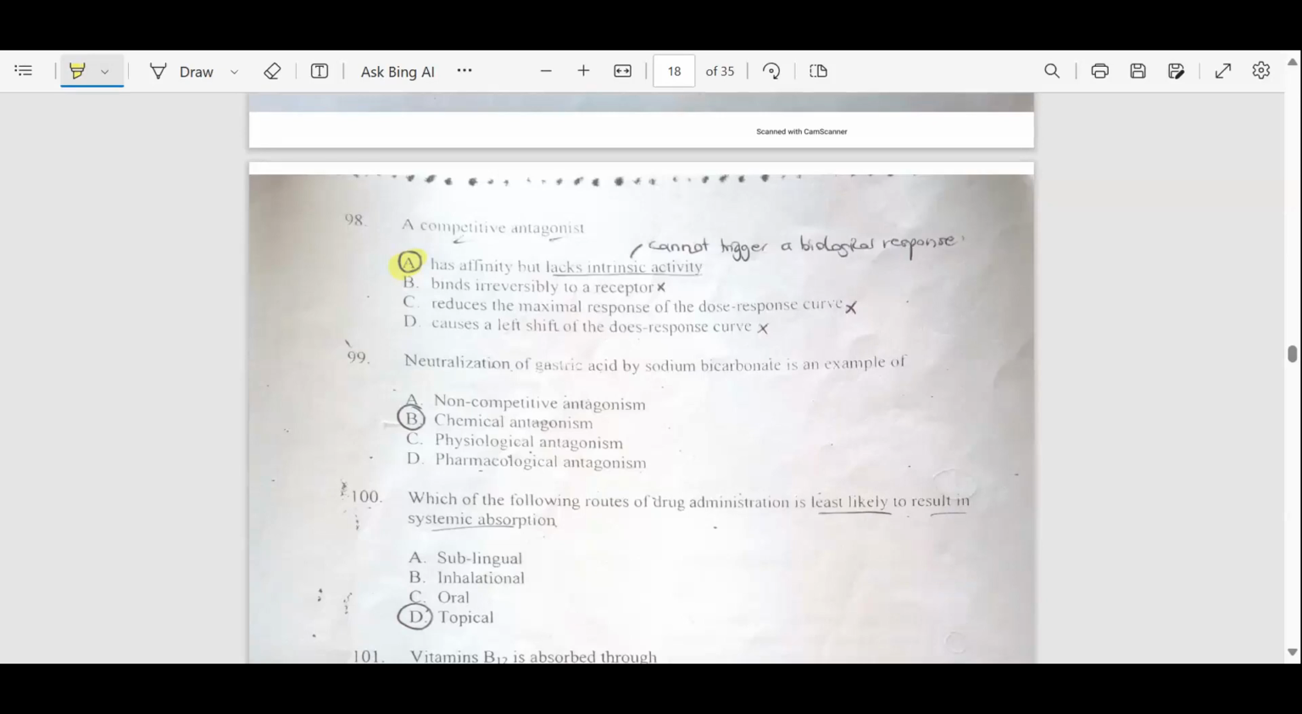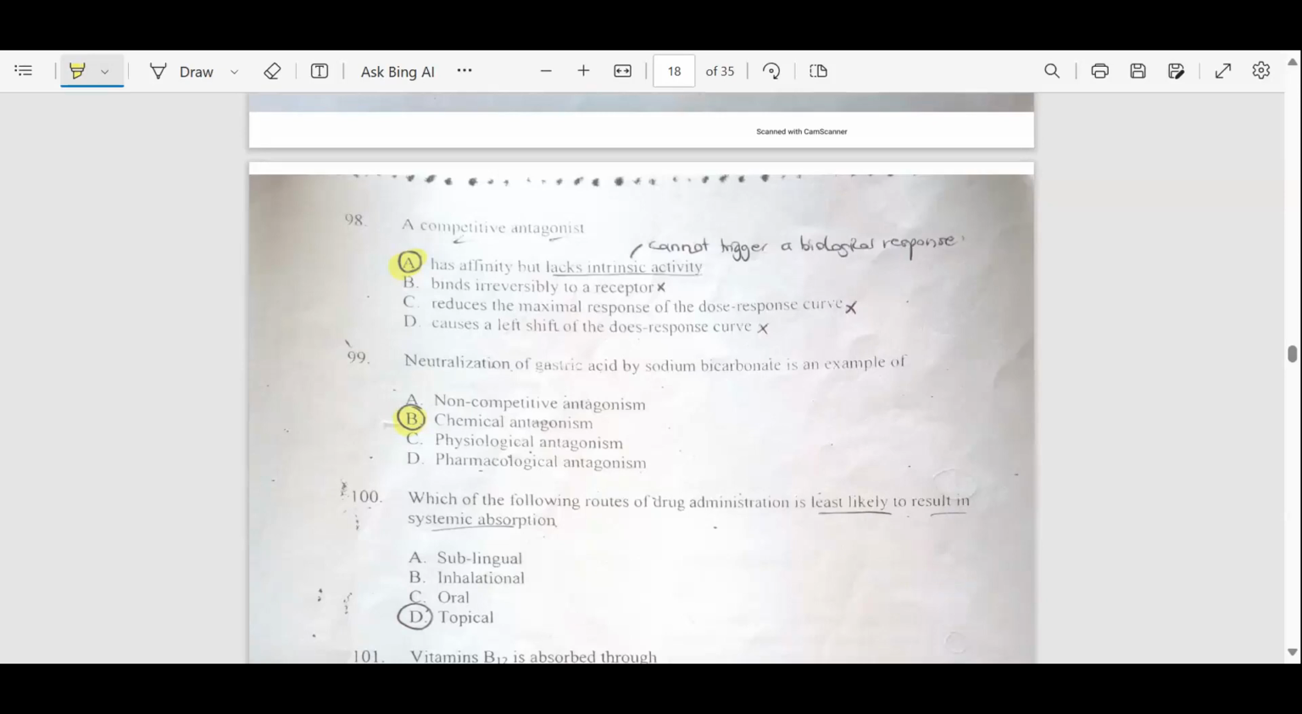The second type of antagonism is chemical antagonism. This one is as simple as that. There's a chemical reaction. Acid plus base equals salt plus water. I have acidity, you give me Gaviscon, and that is it. Simple as that, a neutralizing reaction. It's based on a chemical reaction.